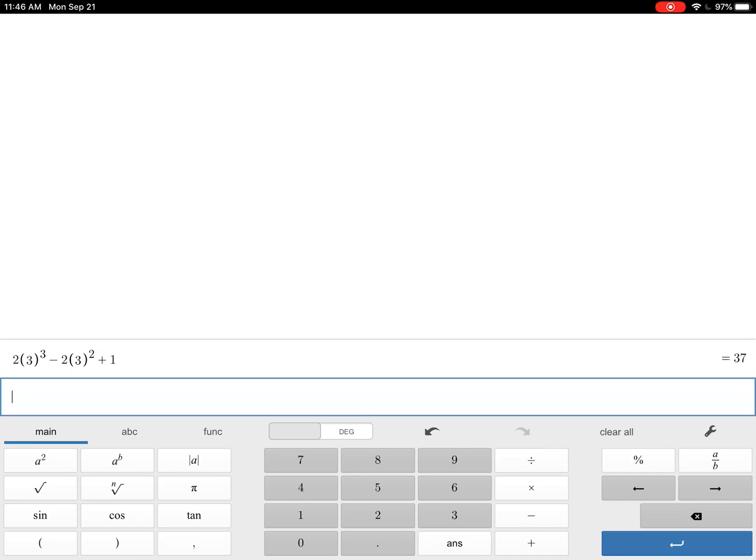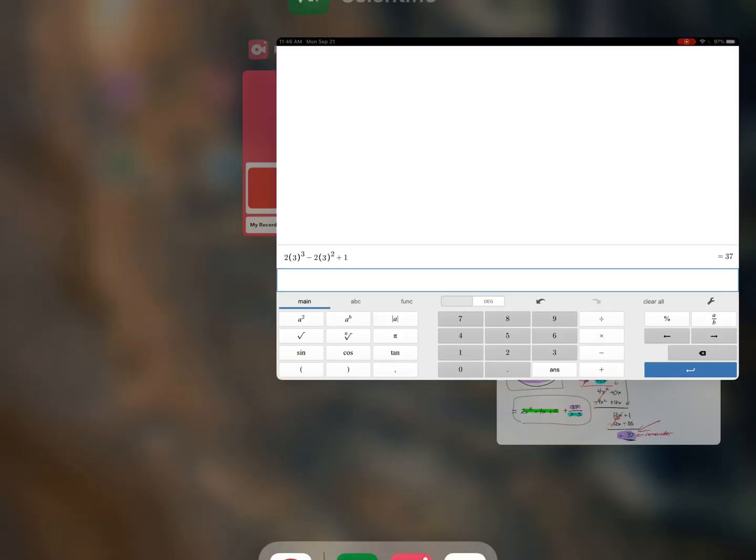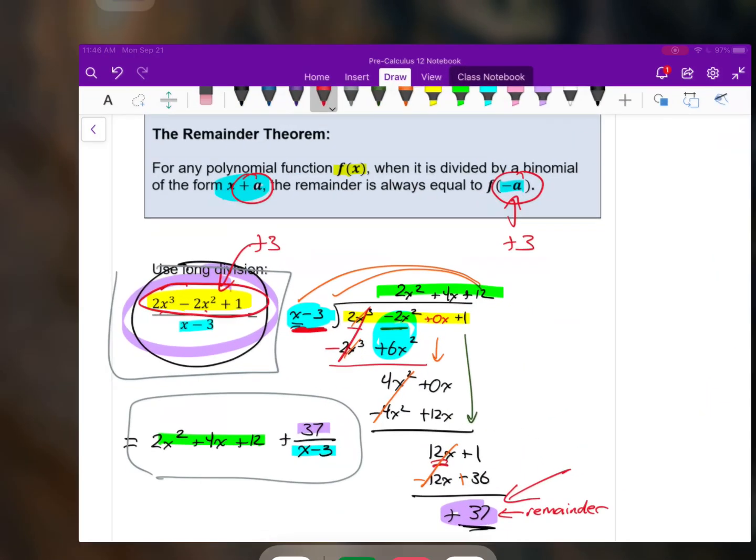Now, why is that important? Right now, it's not that important. It'll come into play for the next lesson. But notice I got the same remainder I got here.